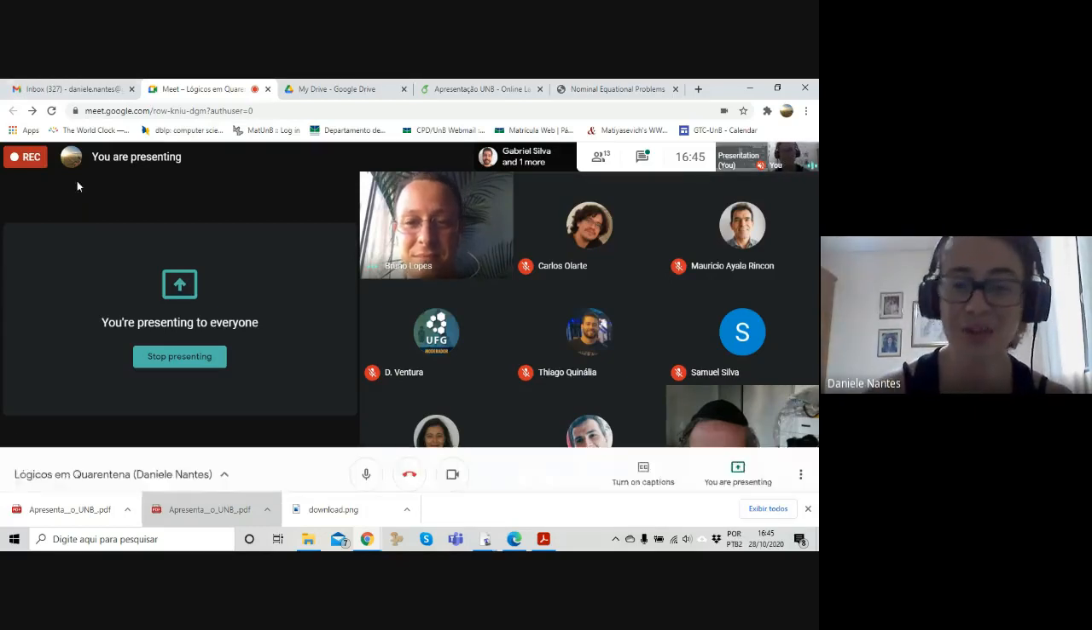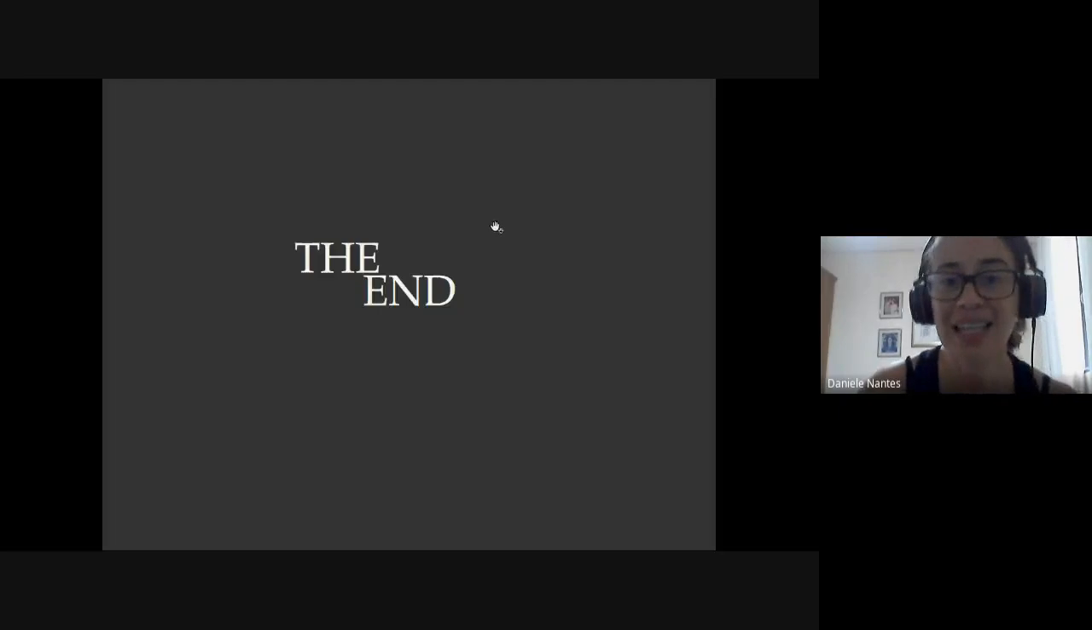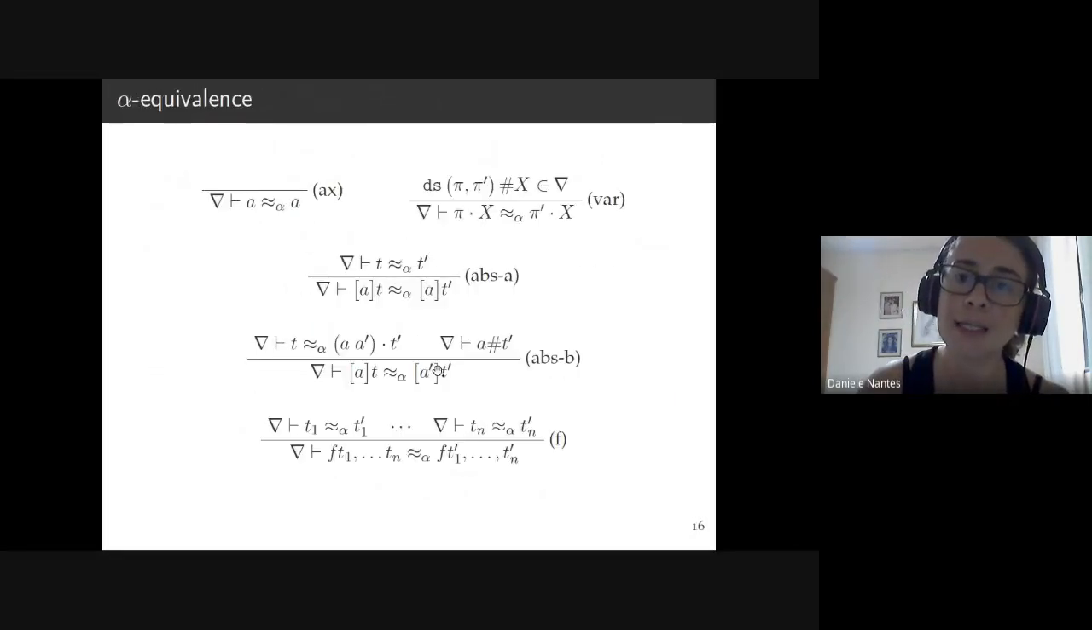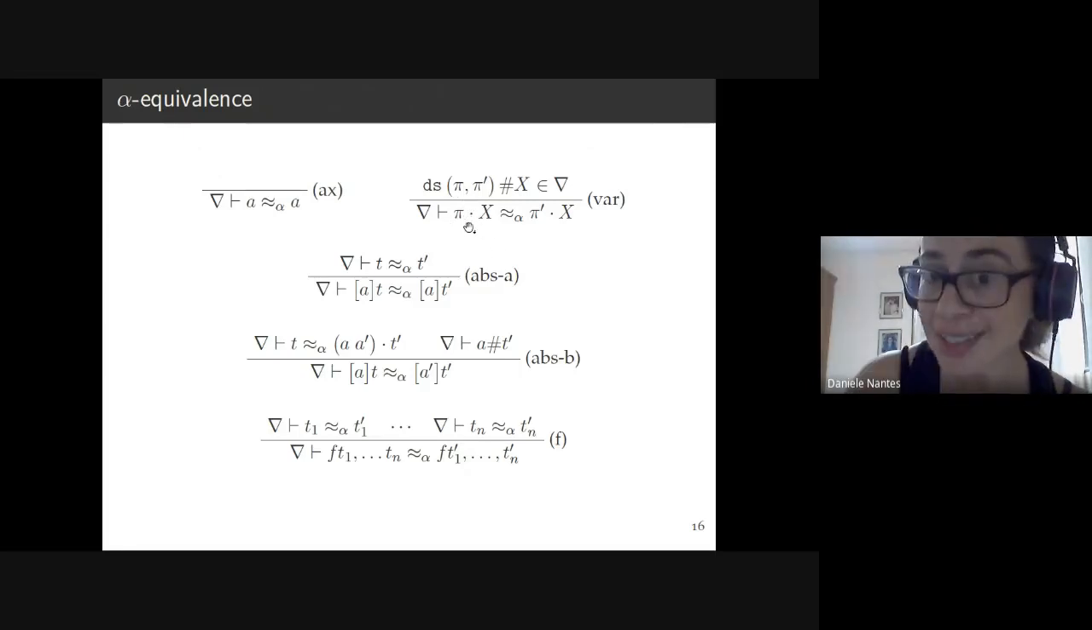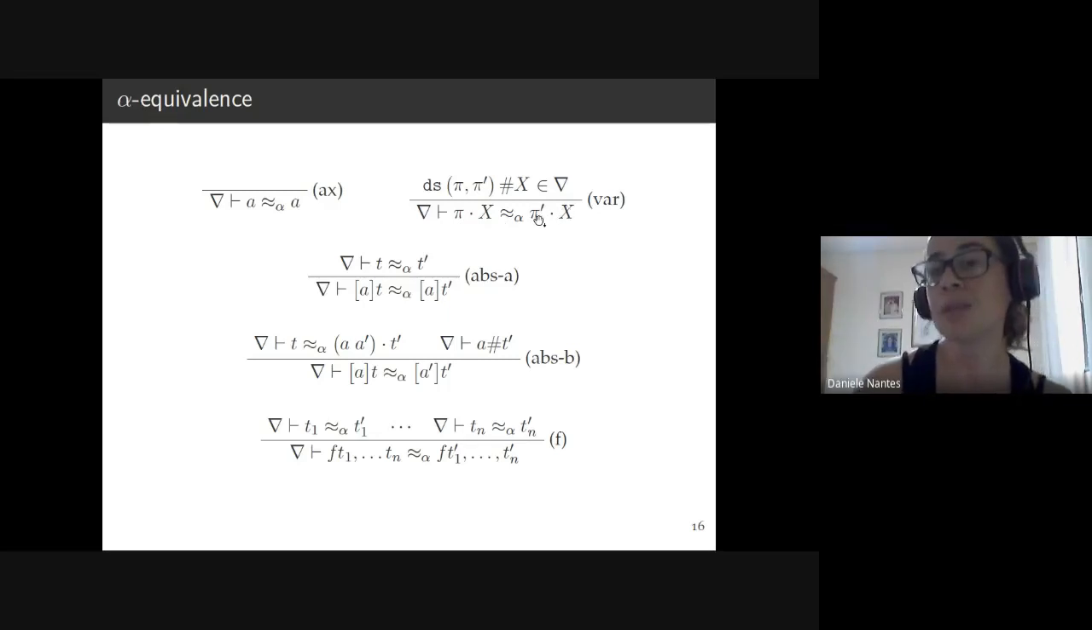I think I can show a rule and see if I can bring you with me there. Imagine that your permutation here is AB, and then you have AB·X equal to X, B prime is identity. This rule would say you just need to check if the domain of your pi and pi prime, which is going to be A and B, are fresh for X. This is in your nabla. If they do not occur free in X, you are going to have that AB·X is equal to X modulo commutativity.